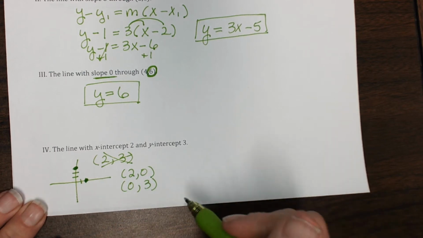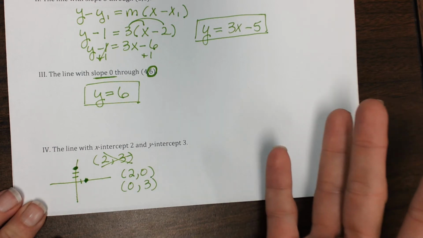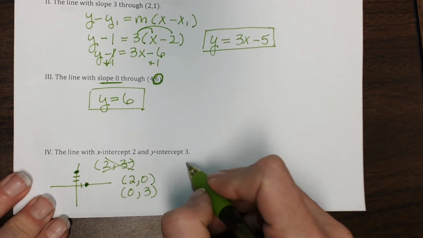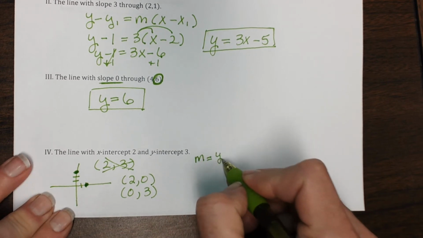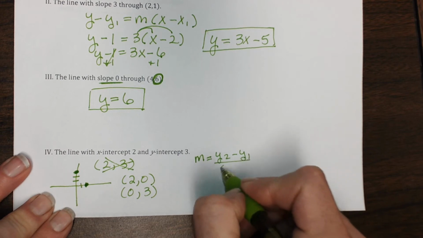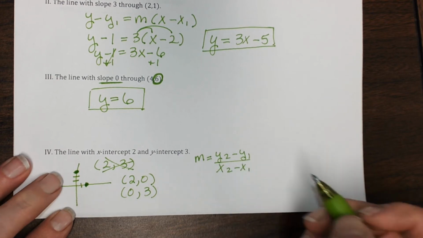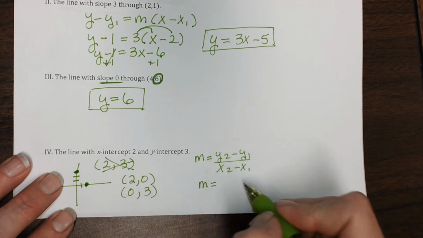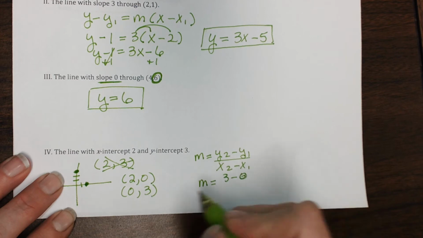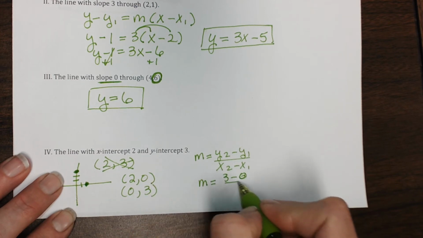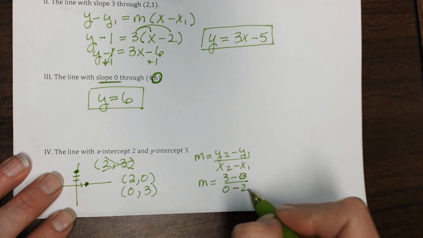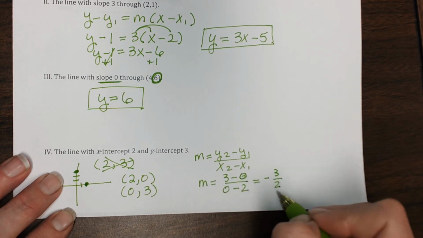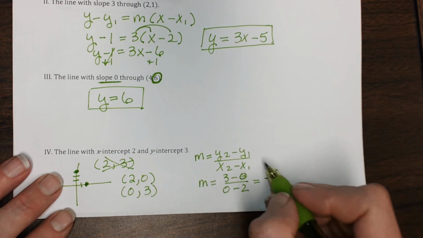Now, we have not come across one like this where we weren't given a slope, but we know how to calculate a slope. We worked earlier this week with the formula for slope, y2 minus y1 over x2 minus x1. So now I'm going to plug in my points. I'm going to do 3 minus 0 over 0 minus 2, and we get 3 over negative 2, so that would make the whole thing negative 3 over 2.